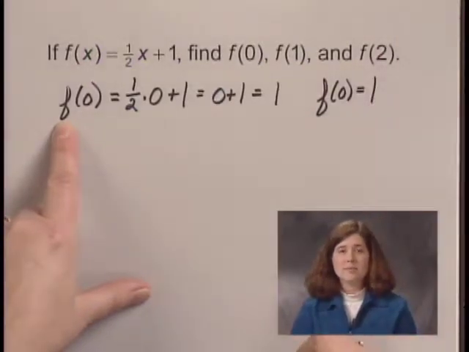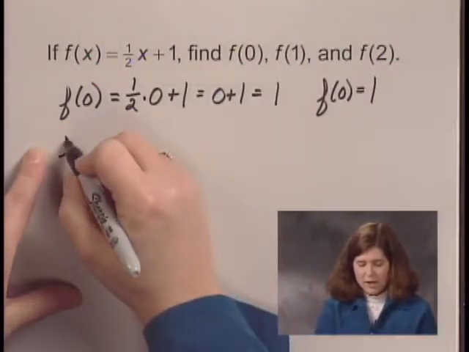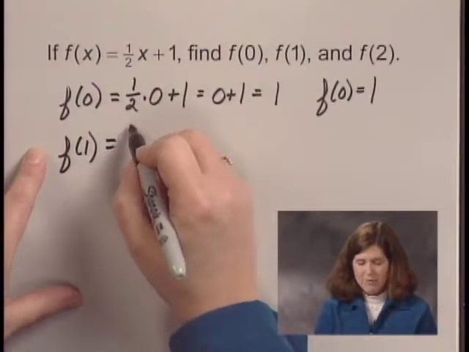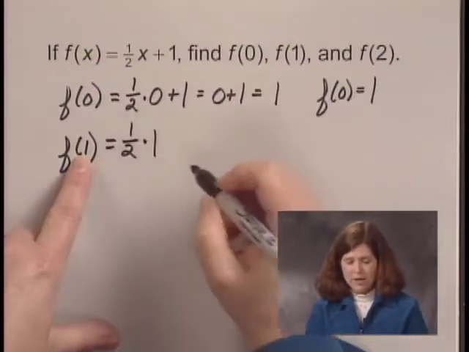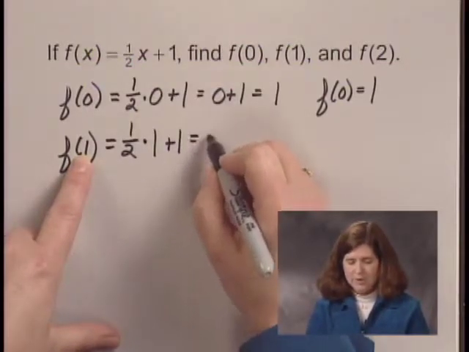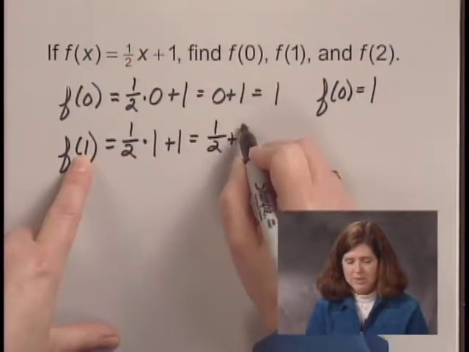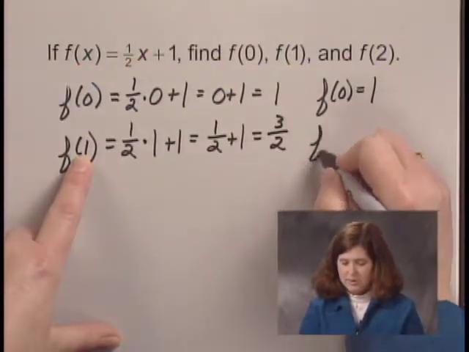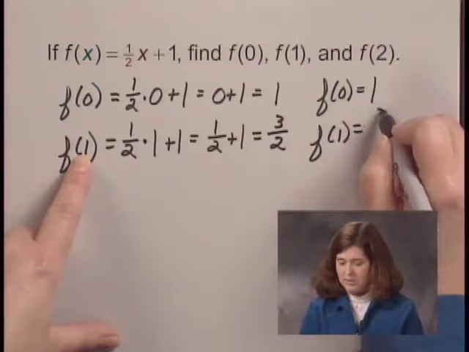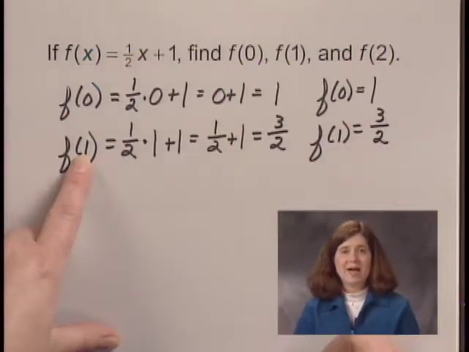equals 1. For f of 1, I have 1/2 times 1, replacing x with 1, plus 1, which is 1/2 plus 1, which is 3/2. So f of 1 is 3/2, or 1 1/2.